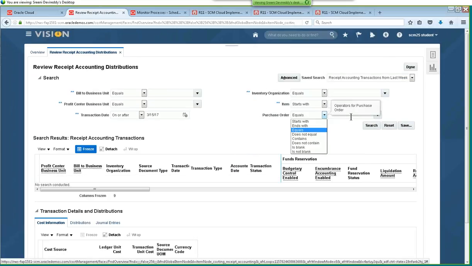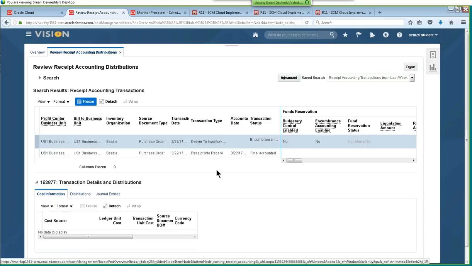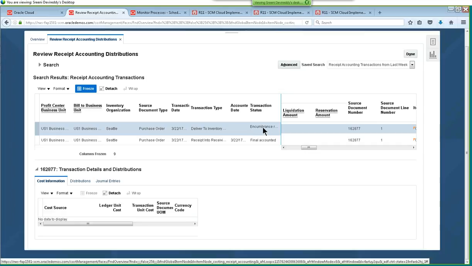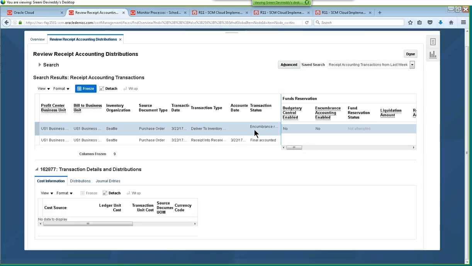And I'll go by my purchase order. So I have the purchase order here. All right, search. So what was the accounting done for this purchase order? So I would ask you to ignore the first line. The first line is coming because of the encumbrance, and we didn't enable encumbrance anyway. So the net accounting for that is nothing. So just ignore the first line.